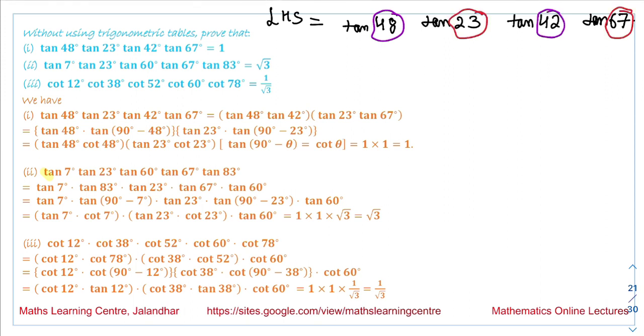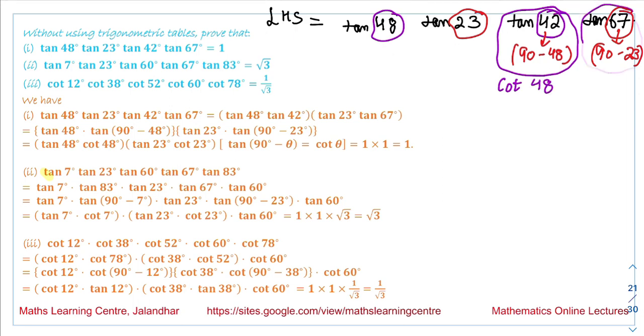23 plus 67, it is 90. So in place of 48, say in place of 42, we are writing 90 minus 48. In place of 67 we are writing 90 minus 23. So what we get from this is tan of 90 minus 48. This term will become cot of 48, and this term will become cot of 23.